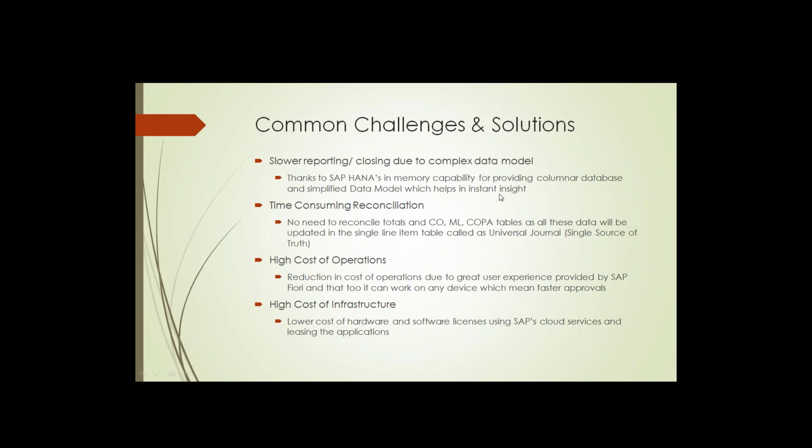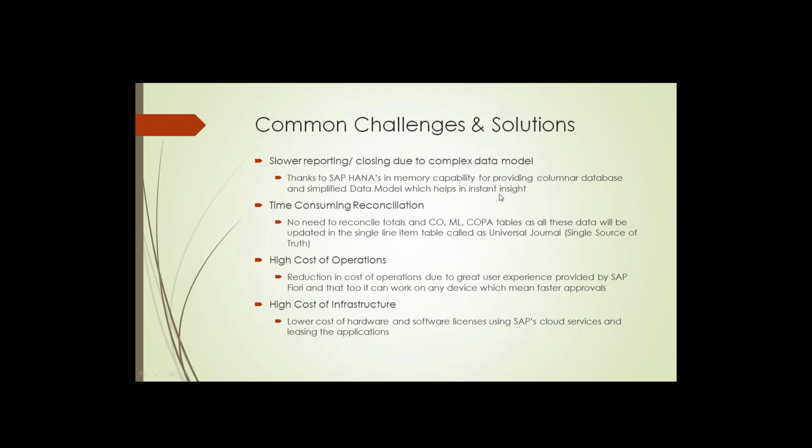So what does it mean? It means that there is no need of reconciliation. By the design itself, everything will be reconciled because everything is getting stored at one place. So at the time of month-end processing, at the time of period-end processing, there are a lot of issues being faced by the accountants that my asset accounting is not matching with my general ledger accounting, or my COPA reporting is not matching with my GL accounting.